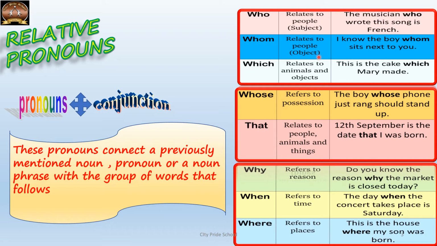Whom relates to people when people are mentioned as the object in a sentence. I know the boy whom sits next to you. Then which relates to animals and objects. This is the cake which Mary made. Whose refers to possession, whenever we want to show belongingness. The boy whose phone just rang should stand up.